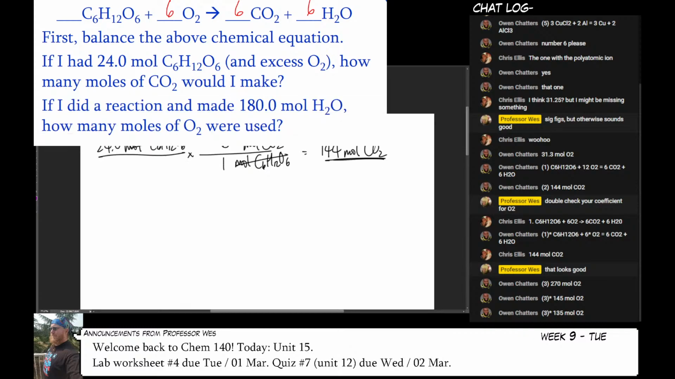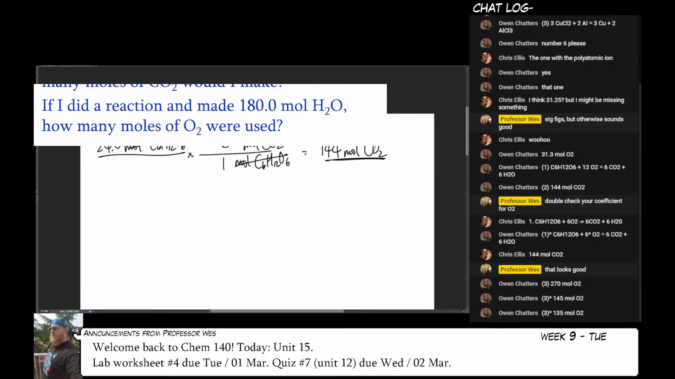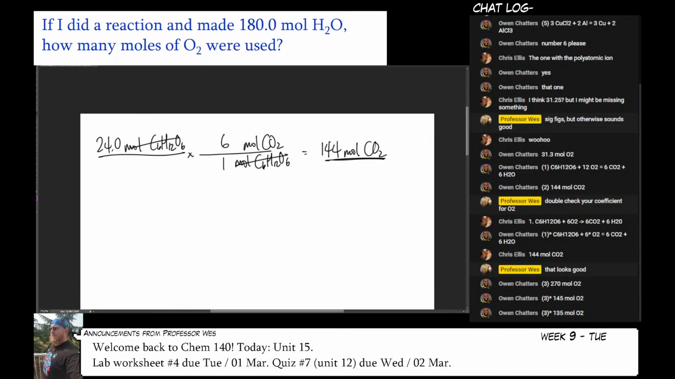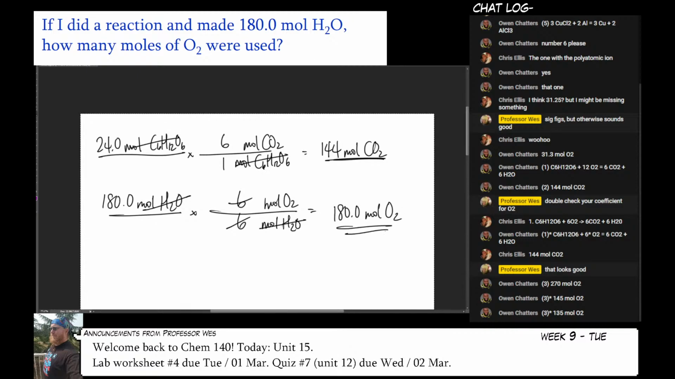And then if I do the reaction and make 180 moles of water, how many moles of O2 were used? So we could go moles H2O, moles of oxygen. And all the numbers were 6 before, right? So I just do this. Well, those numbers just cancel each other out too. And there you go.